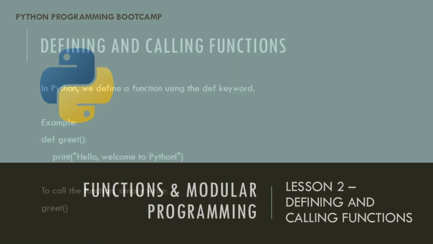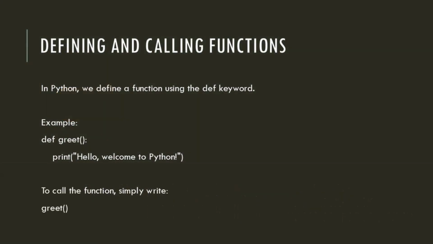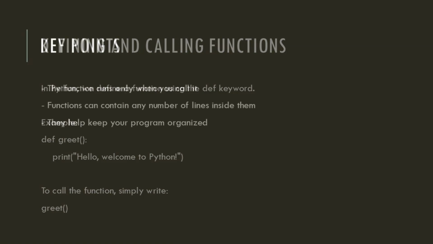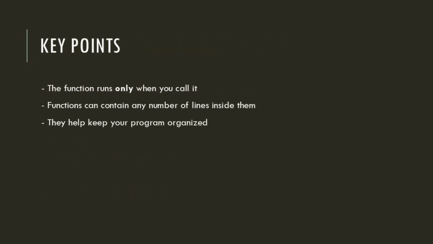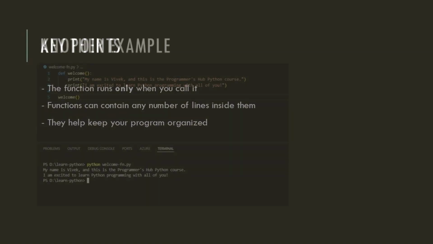In Python, we define a function using the def keyword. Example: def greet(): print("Hello, welcome to Python"). To call the function, simply write greet followed by parentheses. Key points. The function runs only when you call it. Functions can contain any number of lines inside them. They help keep your program organized.